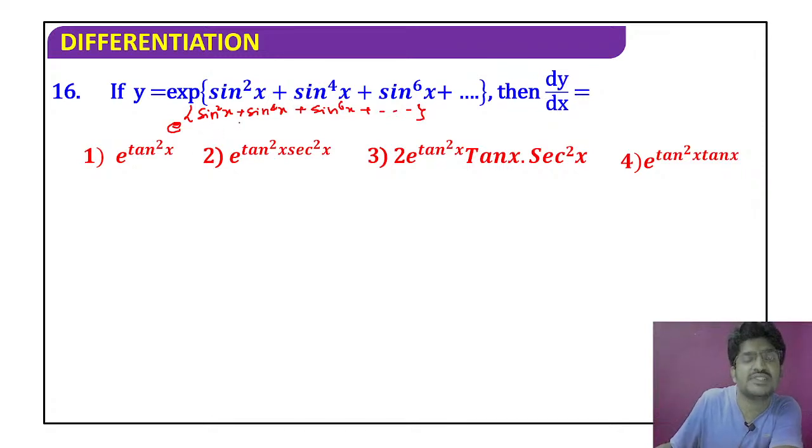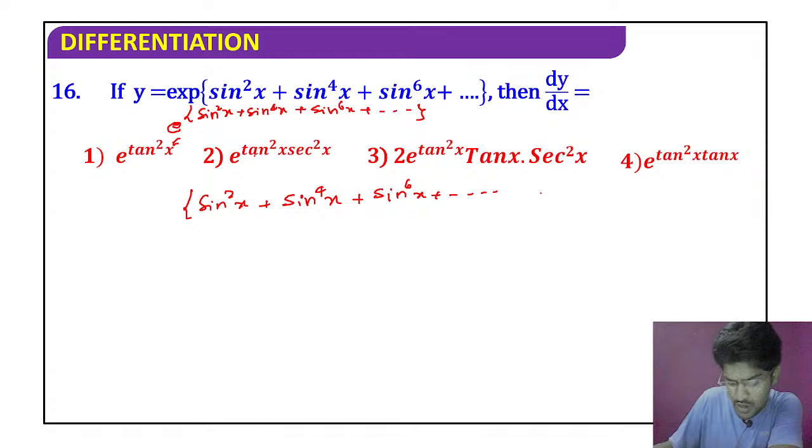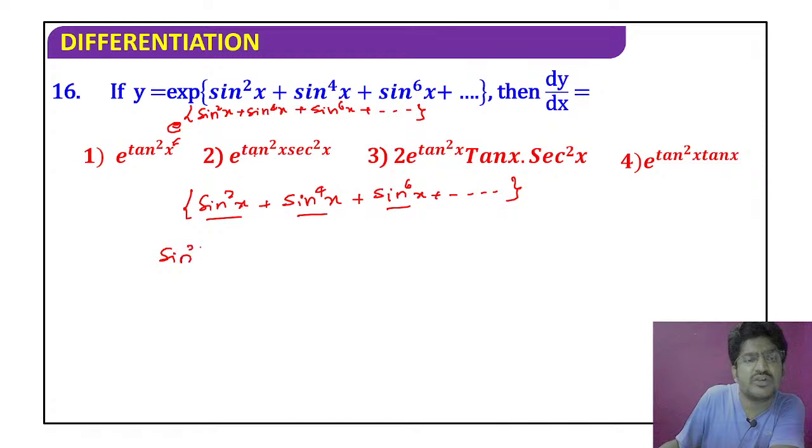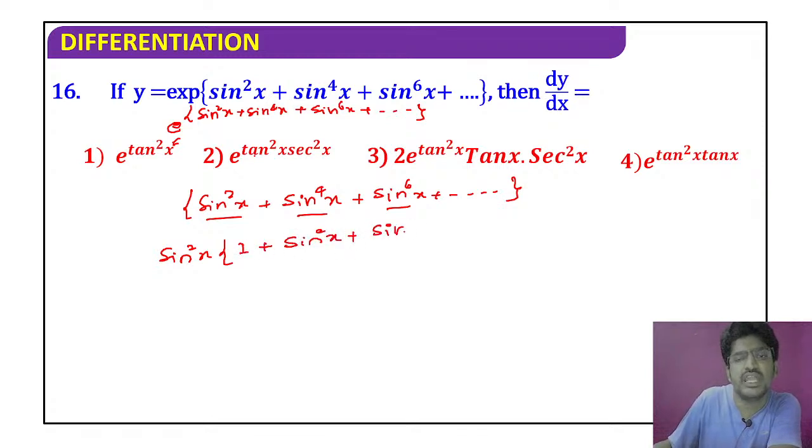I have sin square x plus sin raised to 4 plus sin raised to 6 plus so on. Here you can just see, let it be e, sin square x plus sin raised to 4 plus sin raised to 6 plus so on. Here sin square is common. Take sin square x as common term, not sin x. Take sin square x as common term: 1 plus sin square x plus sin raised to 4x plus so on.